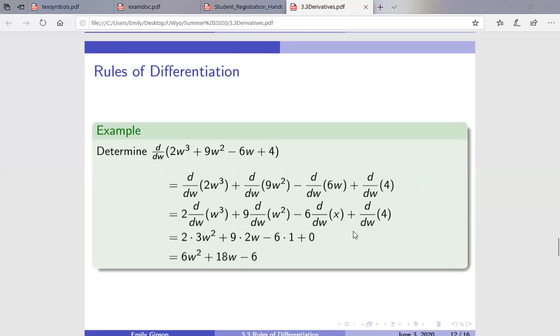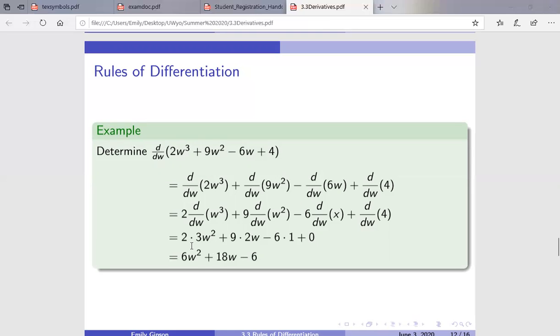So we're trying to determine d dw of a polynomial 2w cubed plus 9w squared minus 6w plus 4. So I'm going to go ahead and break it up. Because we have our sum rule, I'm able to say d dw of 2w cubed plus d dw of 9w squared minus, I went ahead and pulled that minus sign out, of d dw 6w plus d dw of 4. Now I get to use my constant multiple rule and pull out my constant multiples, and I get 2 times d dw of w cubed plus 9 times d dw of w squared minus 6 times d dw of w plus d dw of 4.